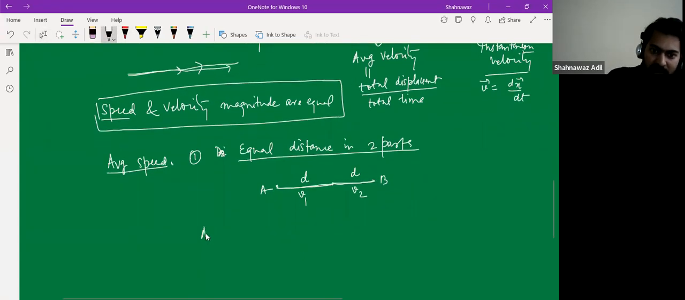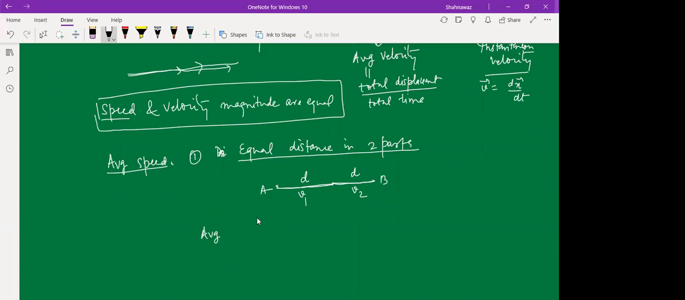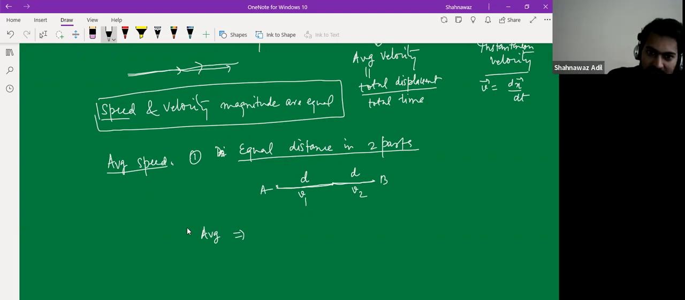Just remember the formula, okay? Because I don't want to derive it. So yes, it is 2 V1 V2 by V1 plus V2. Okay, understood.